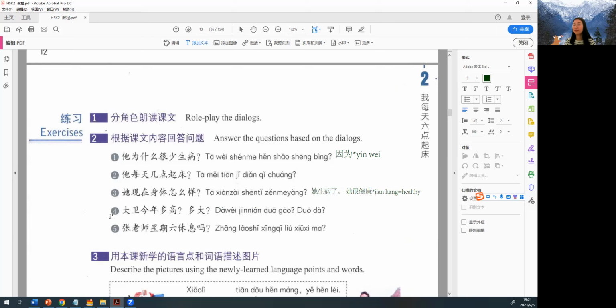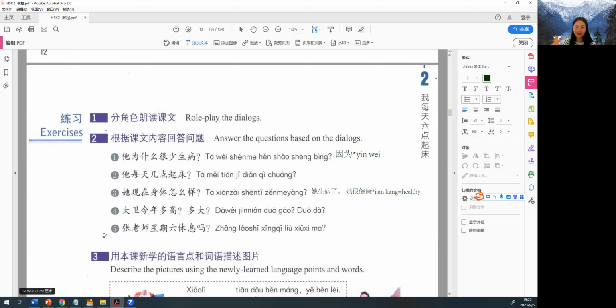All right, so question number 4. 大卫今年多高多大？So the question words, there are 2 over here. 多高 and 多大. You can make up an answer of your own. The question here is how tall is David and how old is he? So you can just say 大卫今年1米8几，16岁.